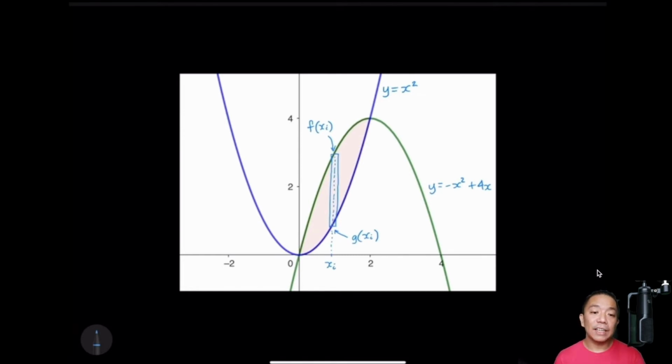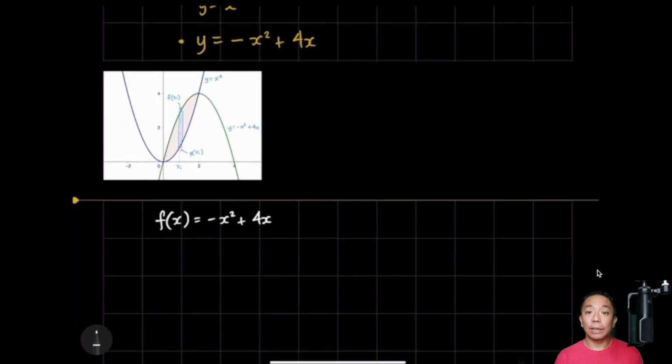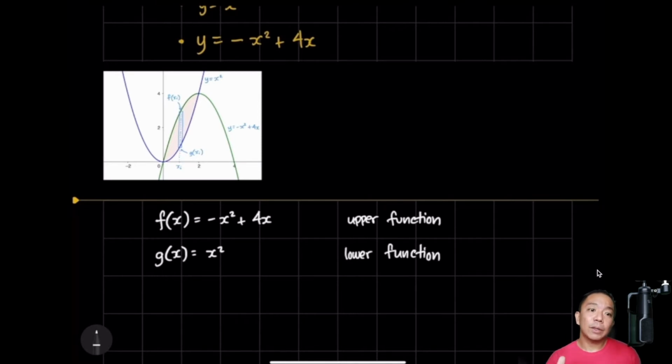For this subinterval, of course, we are using si x sub i kasi ang assumption natin, this is the ith rectangle, to get the upper and the lower values. And in this case, yung upper value natin, i-designate natin siyang f, at yung lower value natin, i-designate natin siya g. So this would mean that our f of x will be negative x squared plus 4x and g of x will be x squared. Kasi si negative x squared plus 4x, siya yung upper function dun sa interval na kukuhanan natin ng area. And si g of x, siya yung lower function in that same interval.